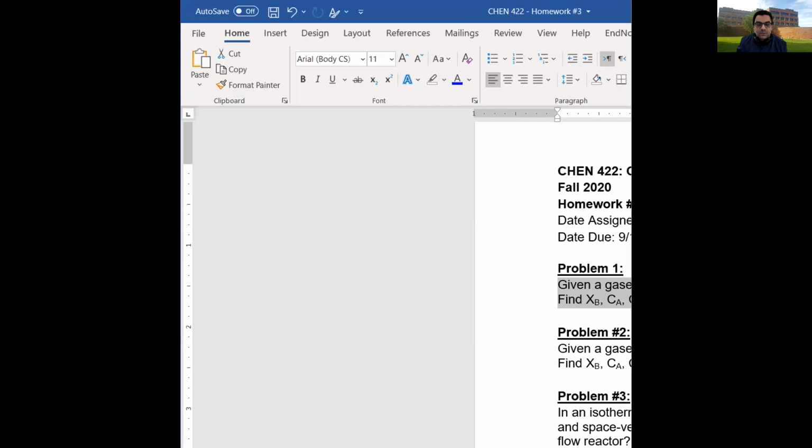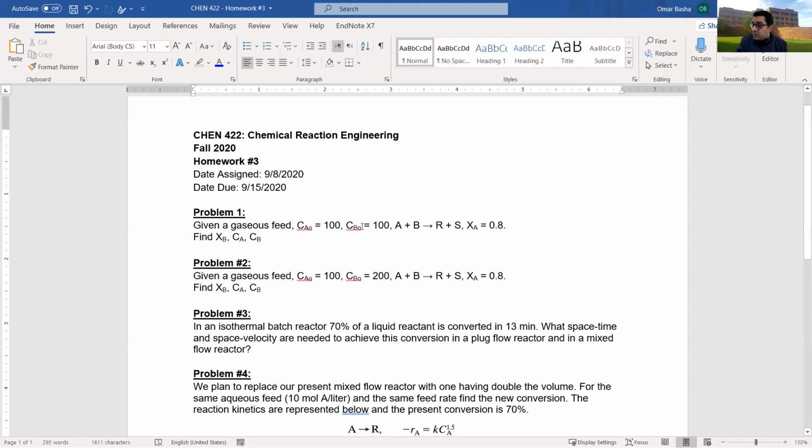Okay, what happened here? Resume share. Okay, so I have a gaseous feed. Ca0 is 100, Cb0 is 100, A plus B goes to R plus S, Xa is 0.8, and you're asked to find Xb, Ca, and Cb. Okay, so let's go to the whiteboard. And so I saved this, I think. Clear all my drawings, and let's start solving problem number 1.